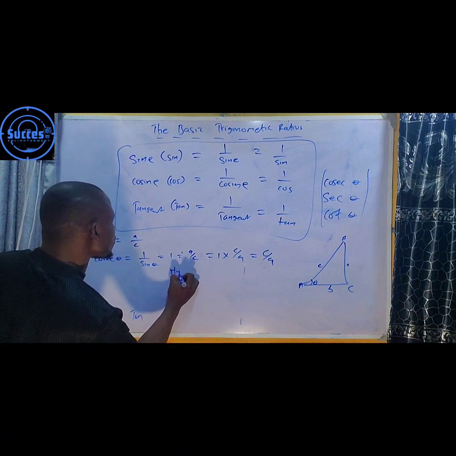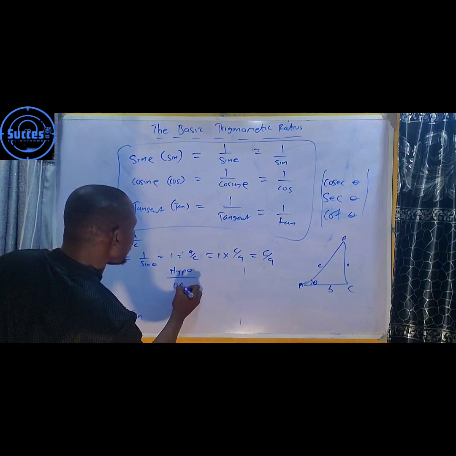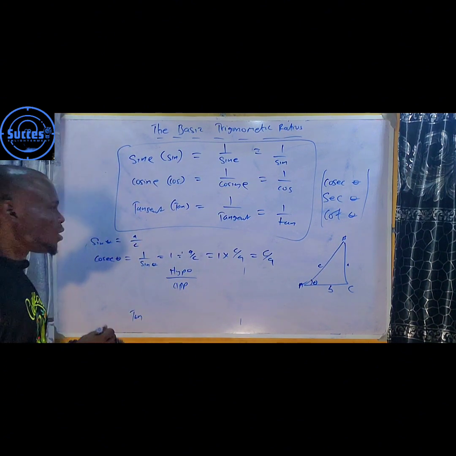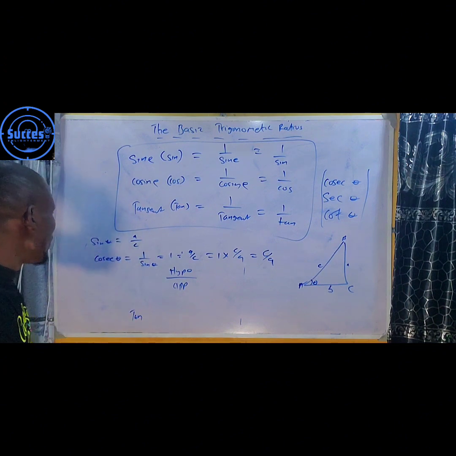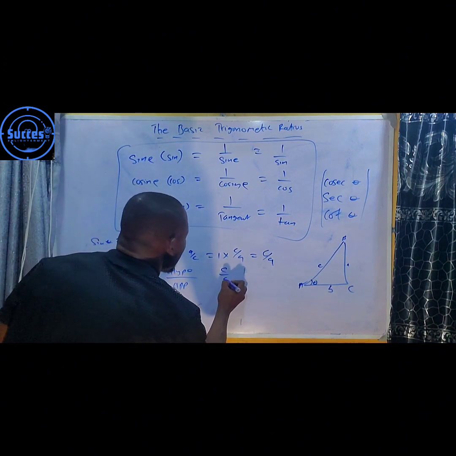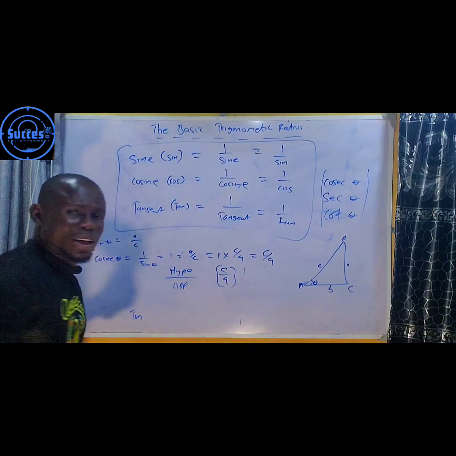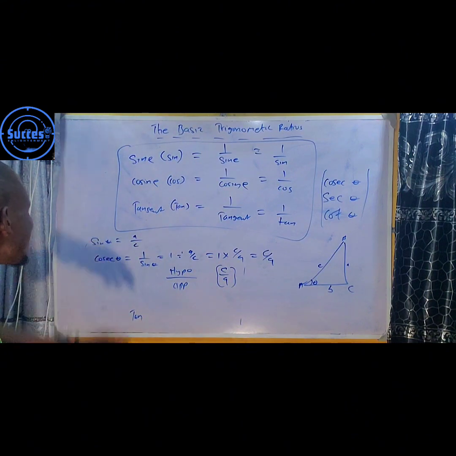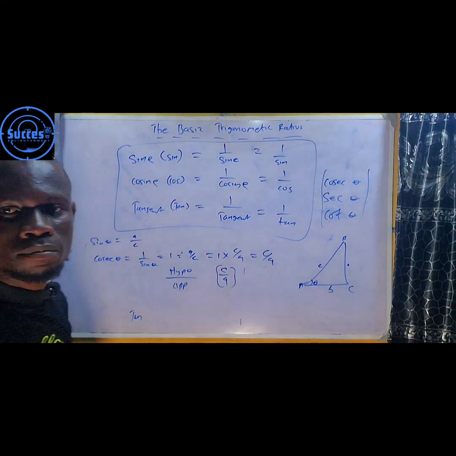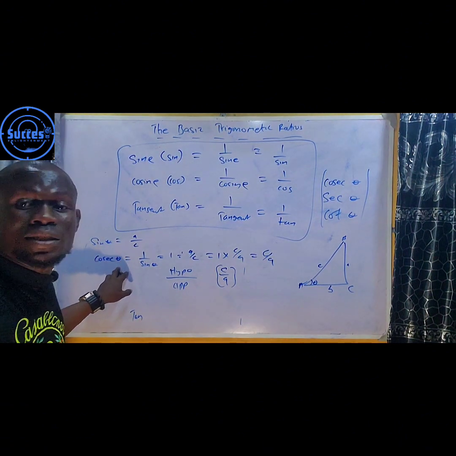Your hypotenuse divided by the opposite is the reciprocal of this. That is, it will be C over A. Do you get that? That's the relationship between sine theta and cosec theta.